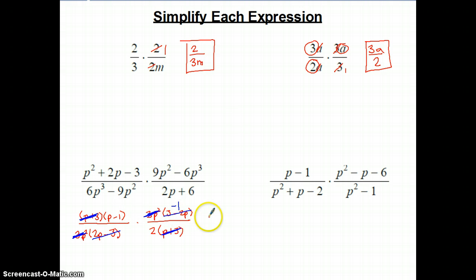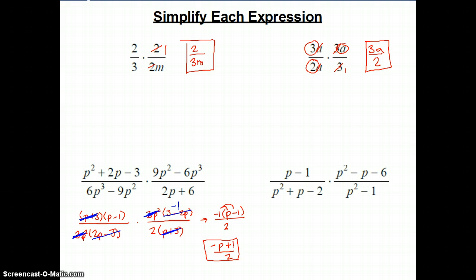So now what I have left is a negative 1 and a p minus 1 on the top. And in my denominator, the only thing that has not reduced is a 2. Simplifying, I'll distribute that negative 1 to get negative p plus 1 all over 2.